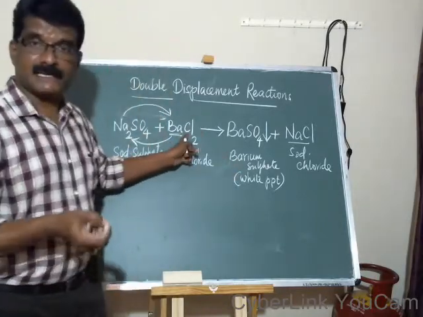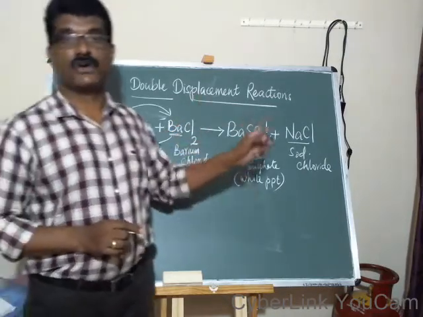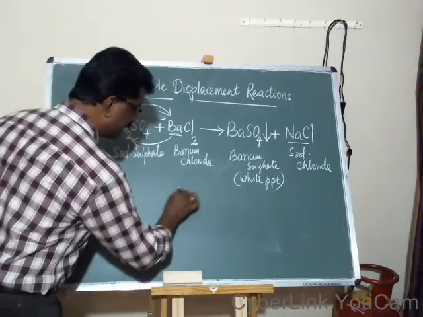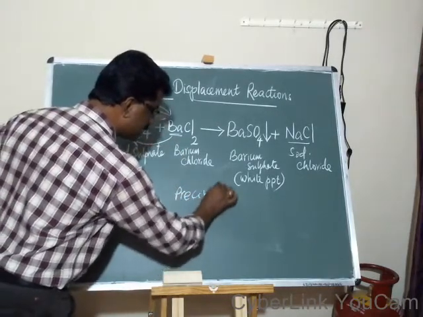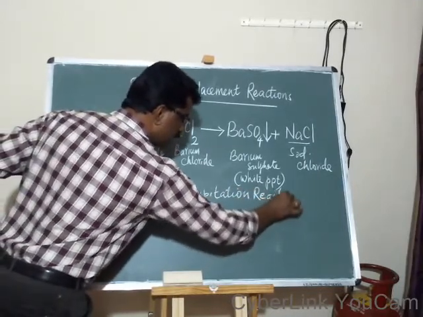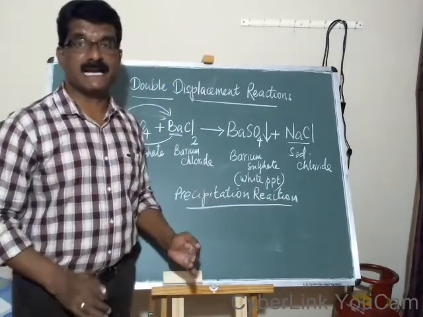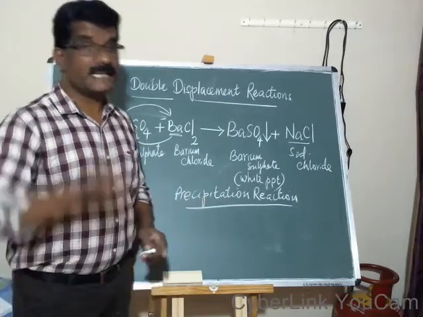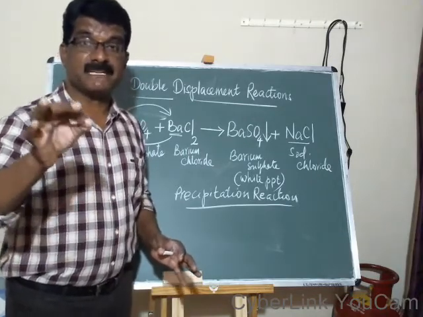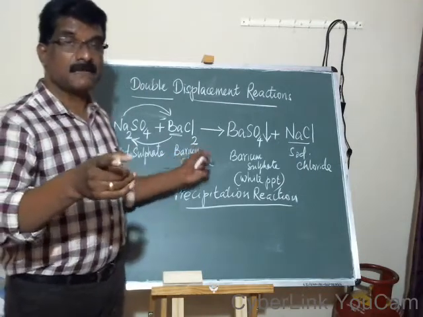Since this reaction involves the formation of a precipitate, this reaction is called precipitation reaction. So this reaction is also an example for precipitation reaction. Why is this called precipitation reaction? Because one of the products formed is a precipitate. It's a solid residue that settles at the bottom of the test tube. So a reaction that involves the formation of a precipitate is known as precipitation reaction. Therefore, this particular double displacement reaction is also an example for precipitation reaction.